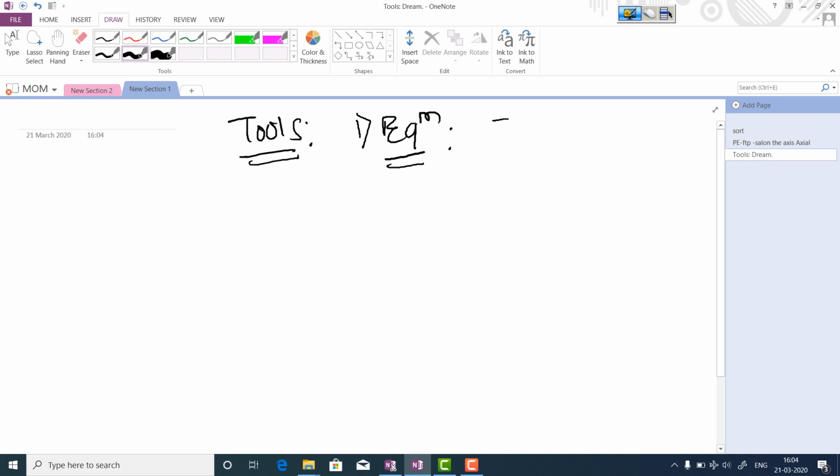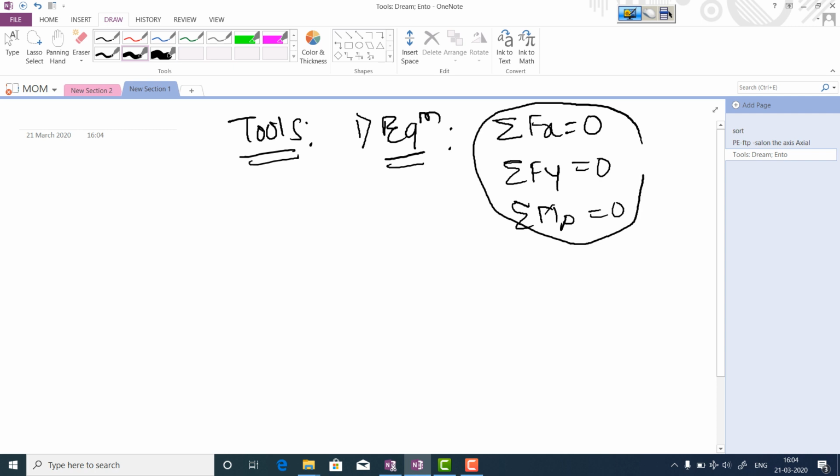In this equilibrium, the equations that we are going to use are summation of Fx equal to 0, summation of Fy equal to 0, and summation of moment about any point, let's say P, equal to 0. So this is the first tool, equilibrium equations, that we are going to use to solve most of the problems.